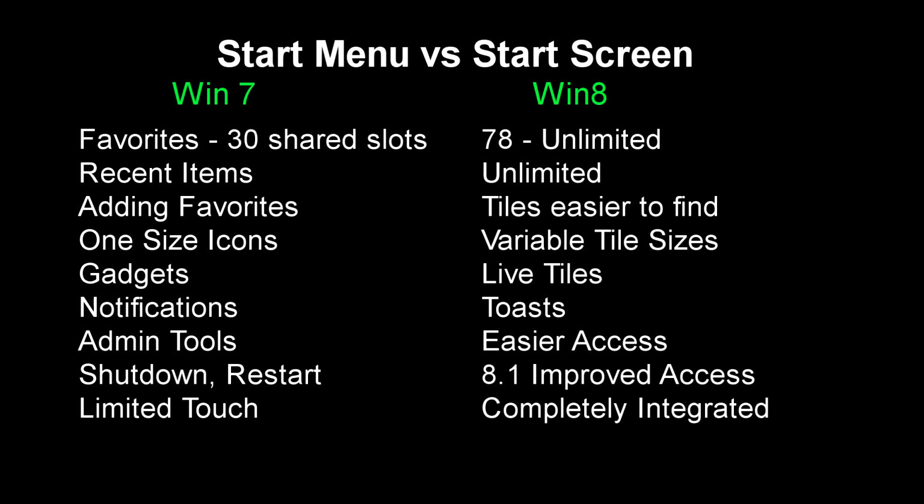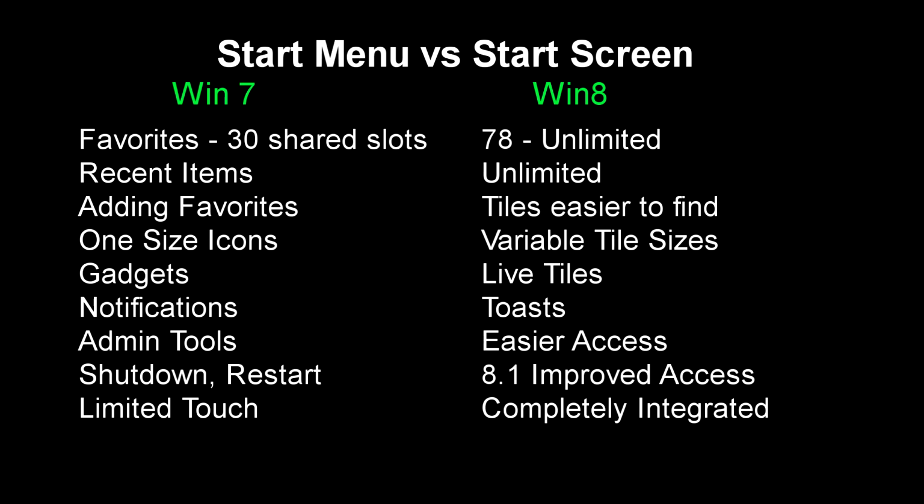Adding favorites, it's the usual drag and drop situation with Windows 7. Tiles are easy to find. You just type it in, you can find it, right click, say pin to start, and then you go over to the start screen and put it where you want. Windows 7, you only have one size icons on everything, desktop, start menu. You don't have a way to make your more important programs larger, easier to see. Windows 8, variable tile sizes, makes it a lot easier.